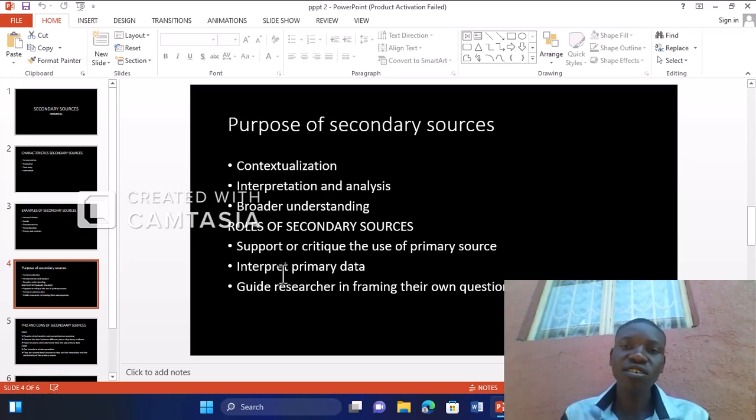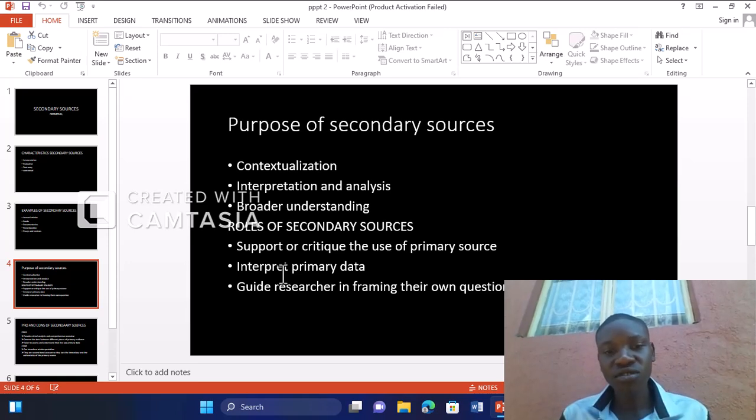The other role is to interpret the primary data. The secondary sources tend to get information from the primary data and try to interpret it and make it understandable. Remember, the primary sources are raw data. Then these secondary sources will interpret the primary sources so that they make it meaningful.